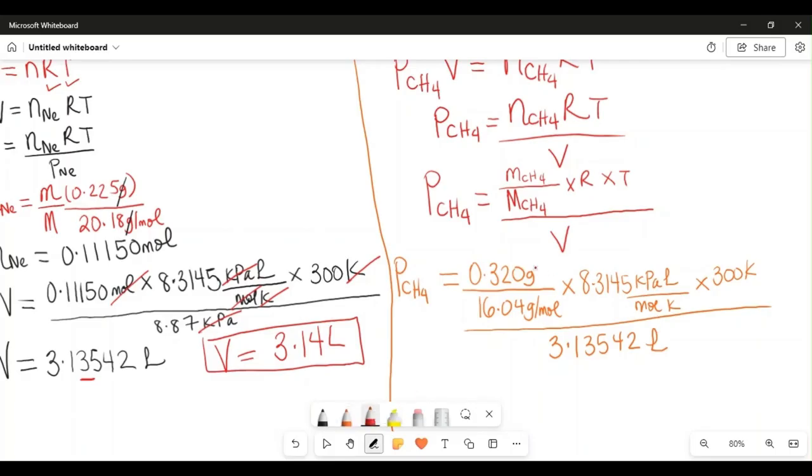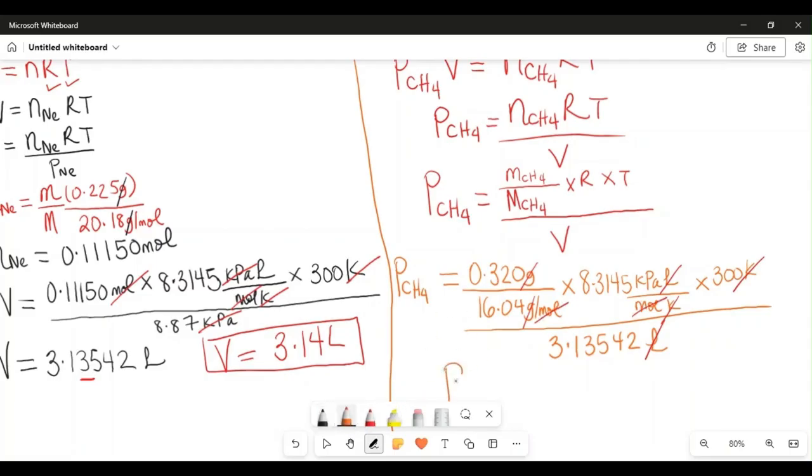So we've got grams. We're going to cancel our grams. We're going to cancel out the liters. We're going to cancel out the Kelvin. And we're going to cancel out the mole, because we're trying to find pressure. So all our answer has to be in kilopascal.